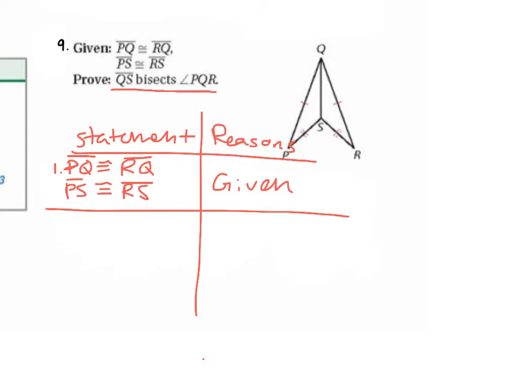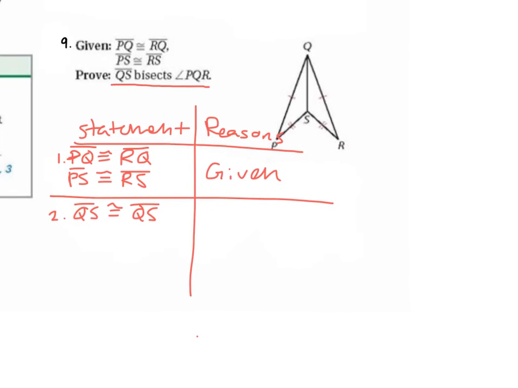Can we tell anything else from the picture that's given about the 2 triangles? That they're congruent? How do we know that they're congruent? Well, we have 2 pairs of sides that are congruent, so we need something else. We need either an angle. The reflexive. So we can say in step 2 that QS is congruent to QS. And our reason is because it's reflexive. So now I'll put 3 tick marks in the middle.